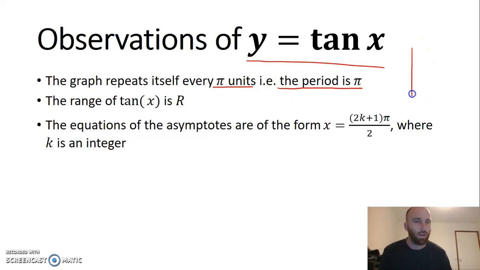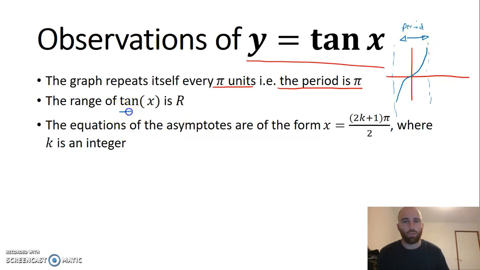Remember, for the time it takes to go from up, across, and up, that distance from there to there is our period. Essentially, the distance between our asymptotes is our period. The range is all real numbers. This is very different to the sine and cos. With the sine and cos, the range was limited, but in this case tan is all real numbers.